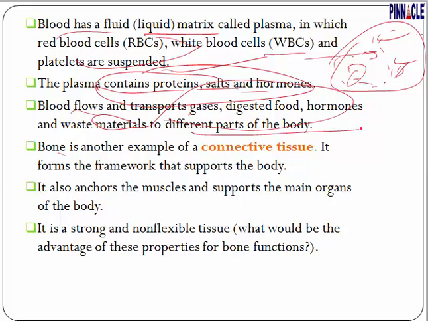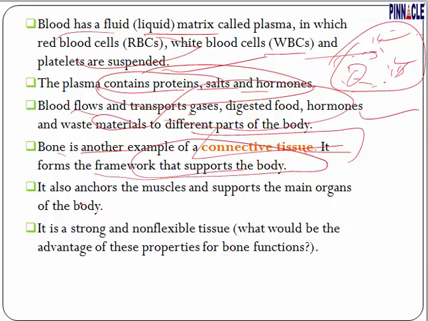And bone is another example of connective tissue. We have studied blood and the role of blood, and now here is another example. Bone is also a connective tissue. It forms the framework that supports the body. It also anchors muscles. Muscle is attached to the bone, and bone supports the main organs of the body. So you can say it plays a connecting role to the various organs. Without bone, you can imagine the human body, because bone provides support and other parts of the body attach to it.